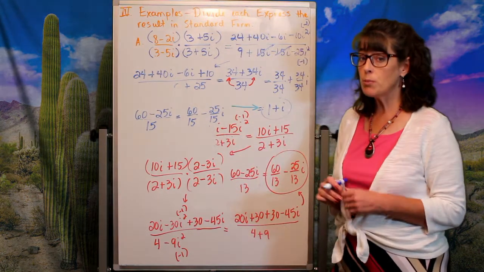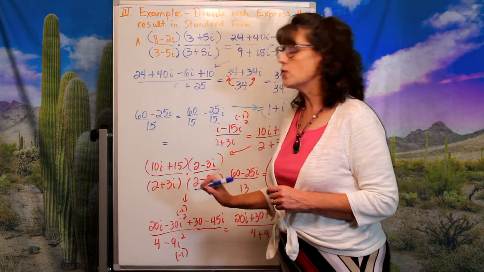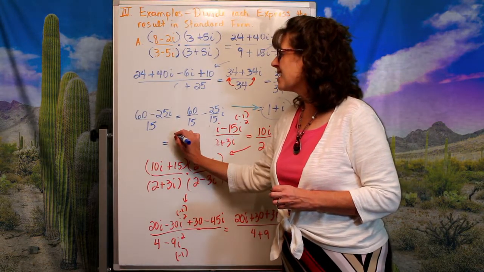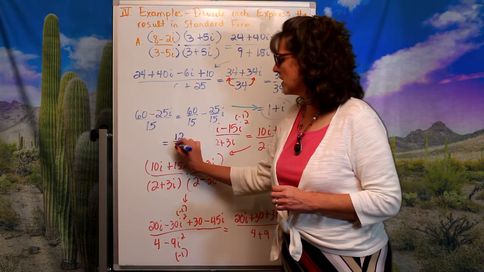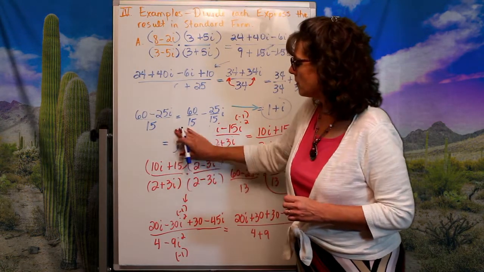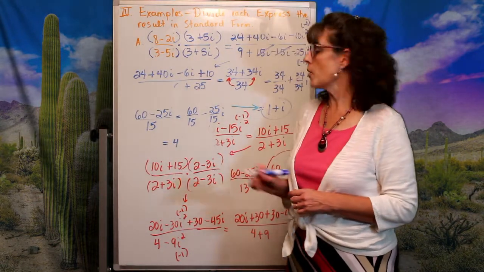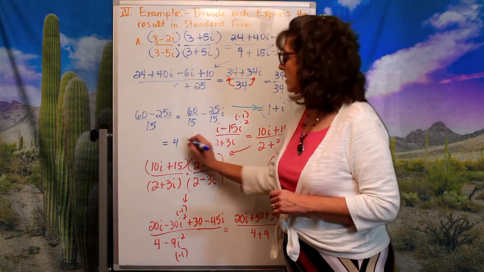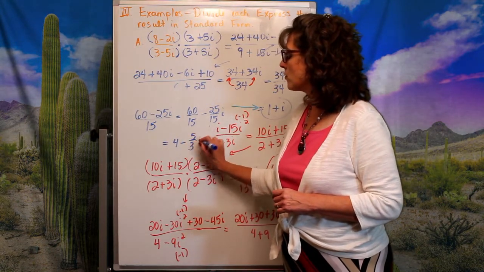When I go to simplify, notice what happens here. In each of these, 5 will go into each. 5 goes into 60 12 times. And 5 goes into 15 3 times. Actually, that simplifies out to be a 4. I'm so silly. Simplifies to be a 4. Here, 5 will go into each. 5 goes into 25 5 times. 5 goes into 15 3 times.